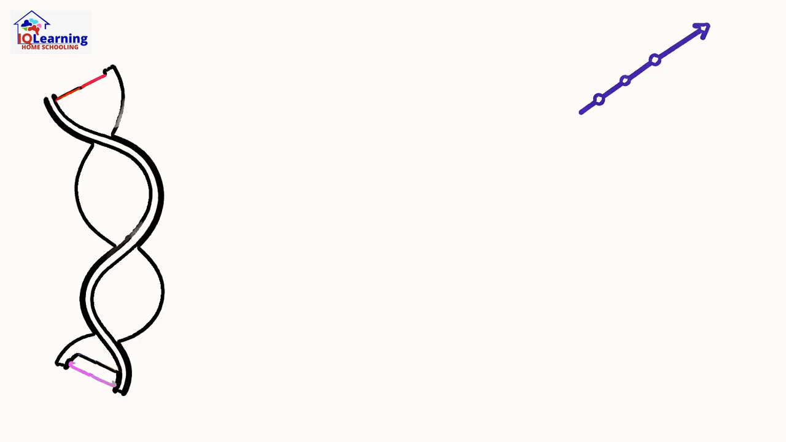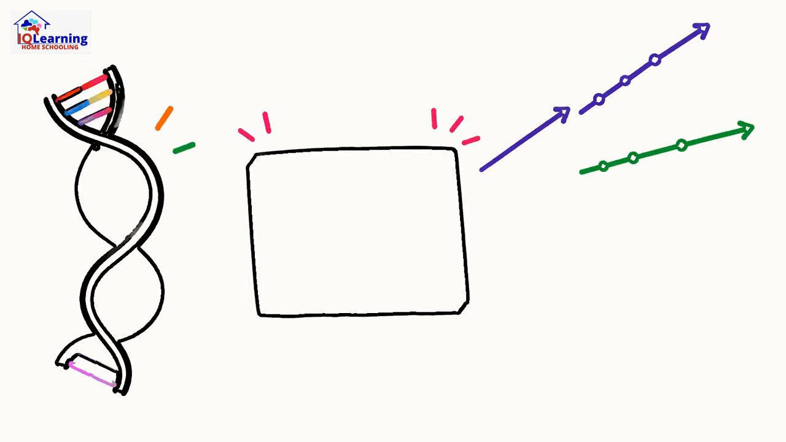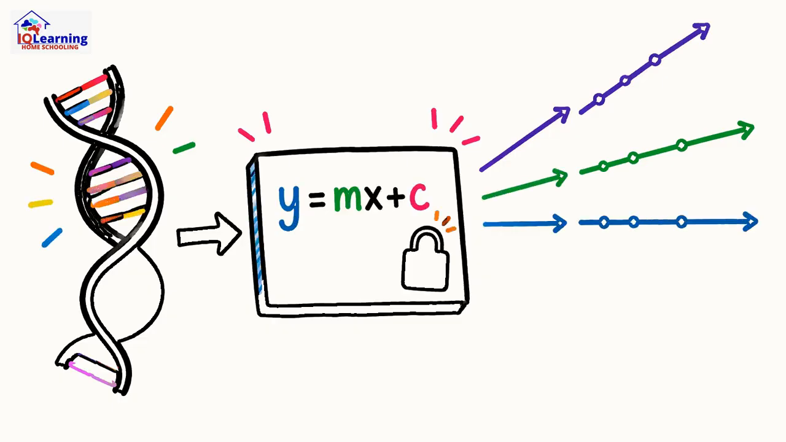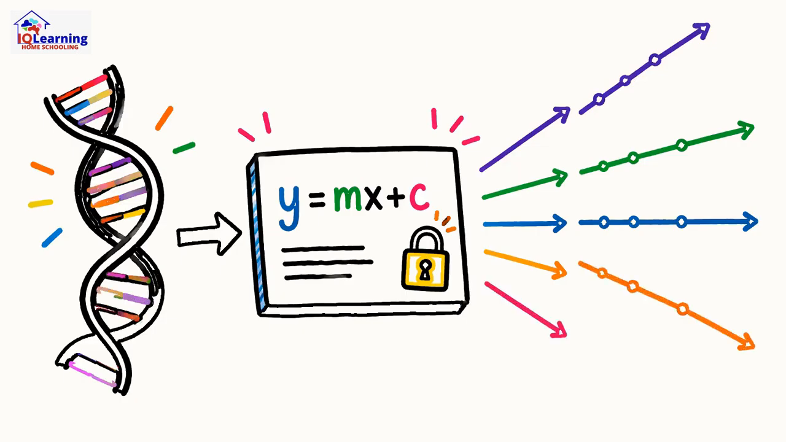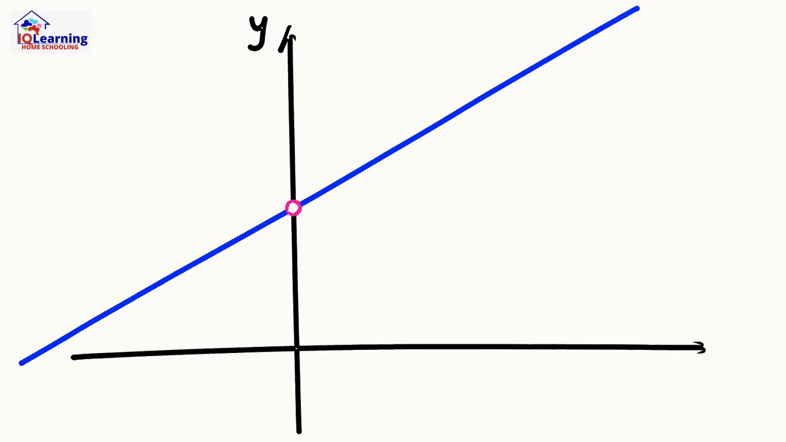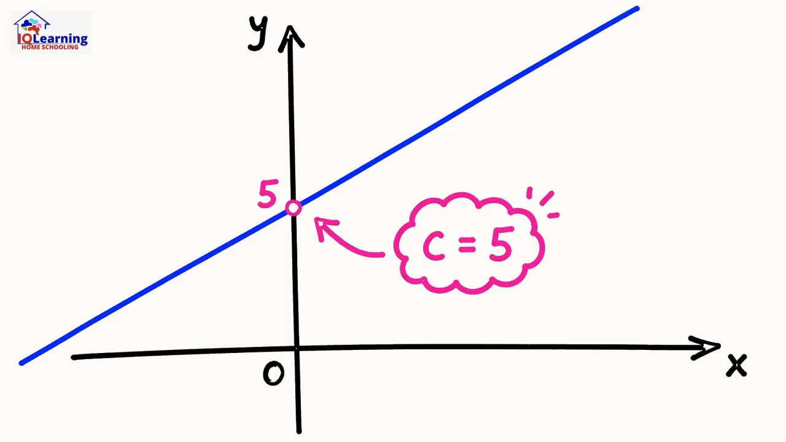Imagine every straight line in the universe has its own unique DNA, a simple code that tells you everything about it. That code is y equals mx plus c. Let's break it down. The c is the y-intercept. Think of it as the starting block, the exact point on the vertical y-axis where the line begins its journey. If c is 5, your line crosses the vertical axis at a height of 5.